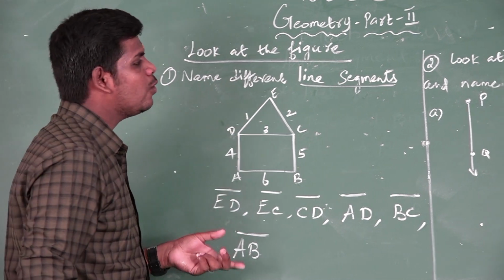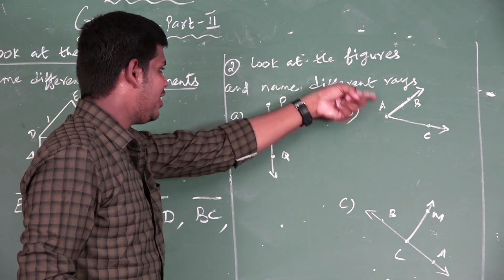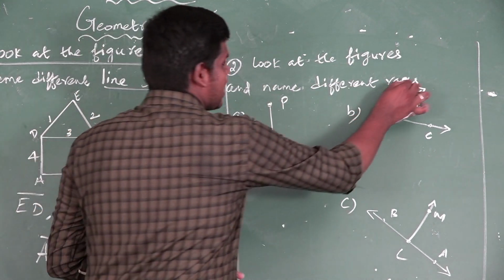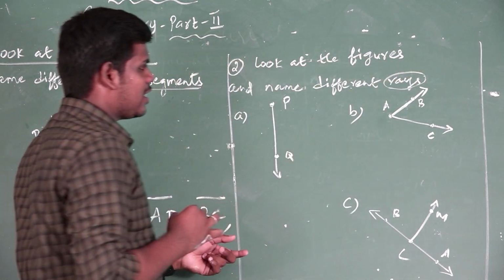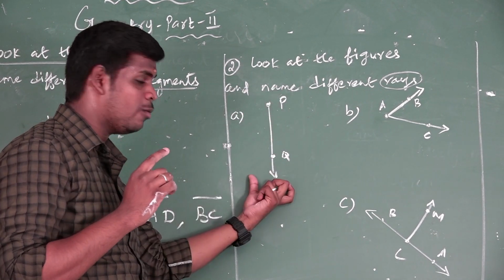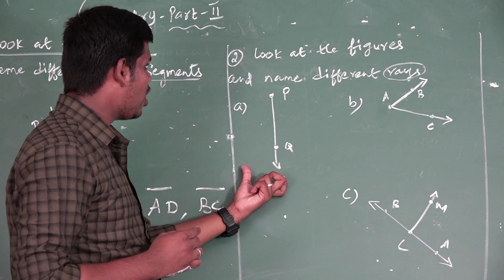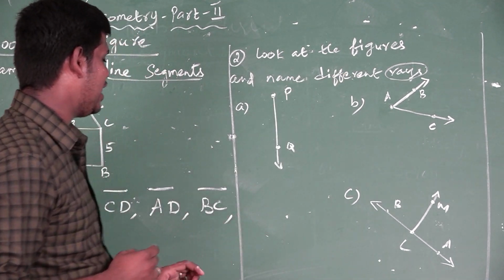Next question we move on. Here also read the question carefully. Look at the figures and name the different rays. I already explained rays to you. A ray has only one end point and goes along how many directions? Only one direction. So this is the figure with different rays given here.